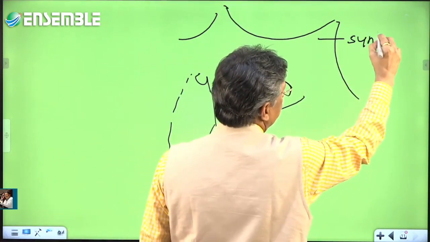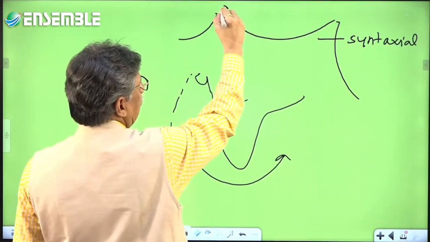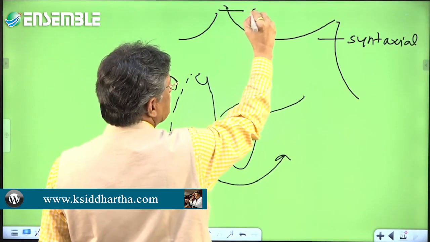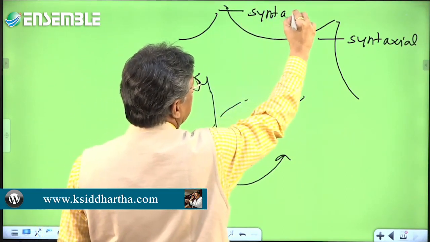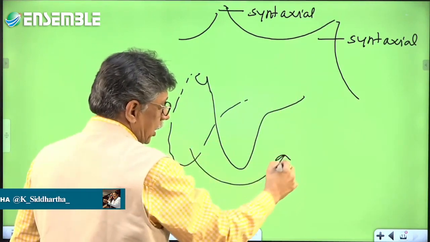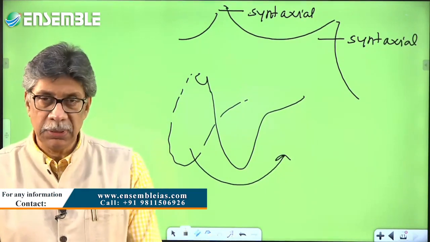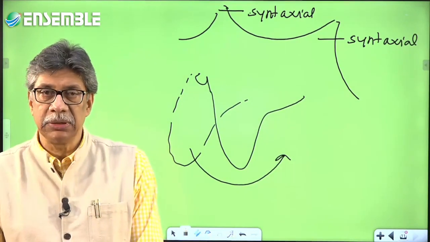That means 2 belts that are going to be very, very sharp. One is here. These are going to be called by the name of syntaxial bend. So because India rotated, this is how exactly it rotated, the shape of the Himalayas came into being. That is, the arc shape of the Himalayas came into being.